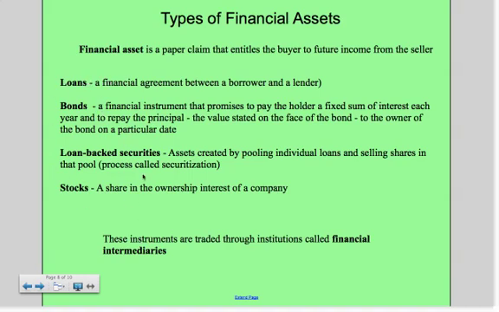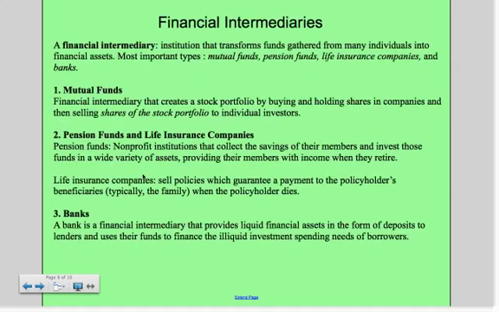Now, how do these instruments get traded? Well, through intermediaries. Those are institutions that, as it says here, transform funds gathered from many individuals into financial assets that can then be traded. There are several types, such as mutual funds, pension funds, and banks. Rather than reading this all through here, I'm going to let you pause the video right now, and when you're done, you can come back.